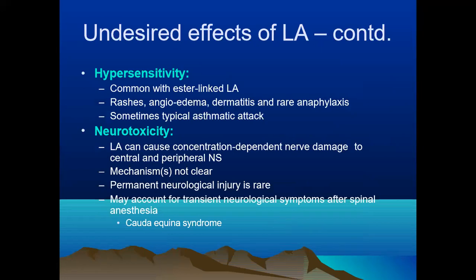Another one is hypersensitivity. It can cause allergic reactions, angioedema, dermatitis, rarely anaphylactic shock, and sometimes a typical asthmatic attack. Another one is neurotoxicity. Local anesthesia can cause neurotoxicity, which is dose dependent, especially in the central nervous system and peripheral nervous system, and the mechanism is not well understood. Permanent neurological injuries are rare and may account for transient neurological symptoms after spinal anesthesia. That is cauda equina syndrome.